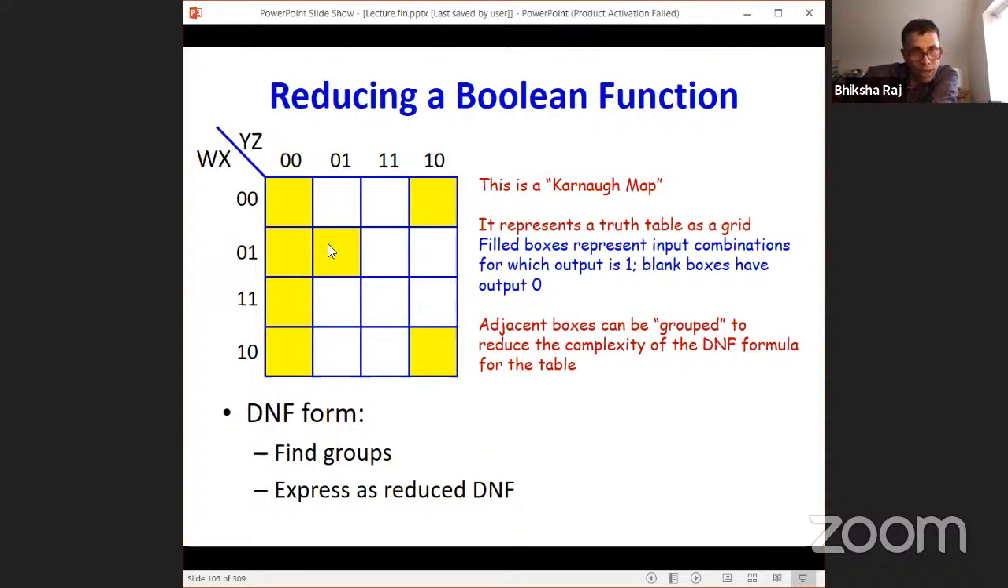And so it's actually a cylinder. It's not a sheet. It's topologically continuous. And now, each of these cells represents one complete combination of input bits. So for example, this one here represents 0, 1, 0, 1, 1, 1 for WX and YZ. The highlights represent which of the inputs give you an output of one. And so in this truth table, there are seven input combinations for which the output is one.